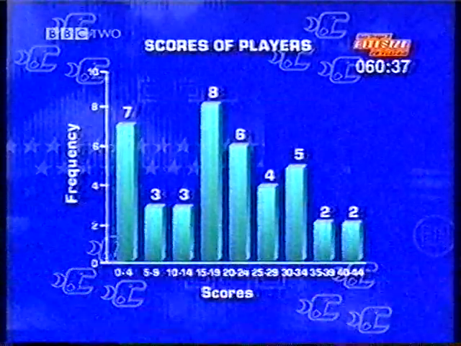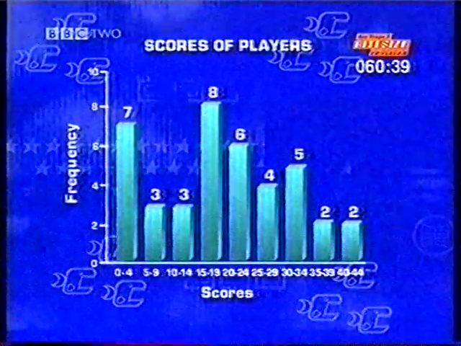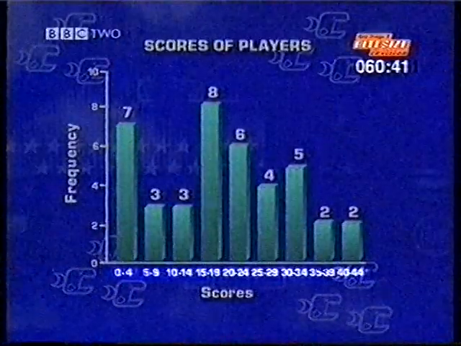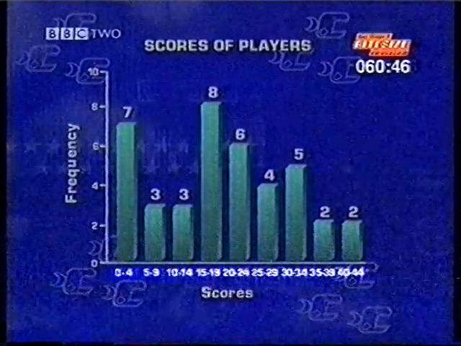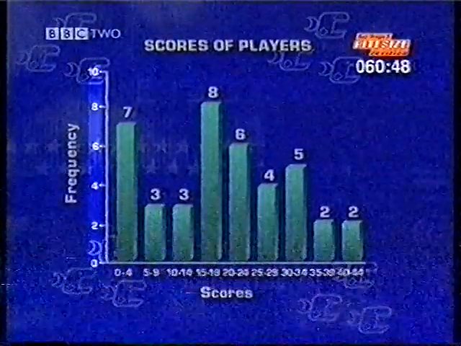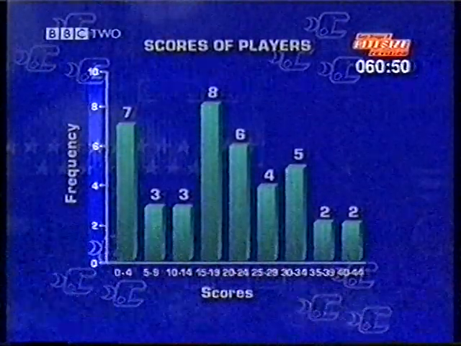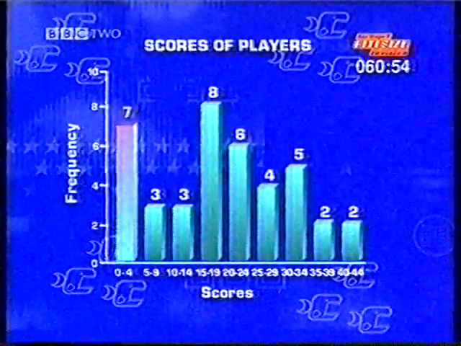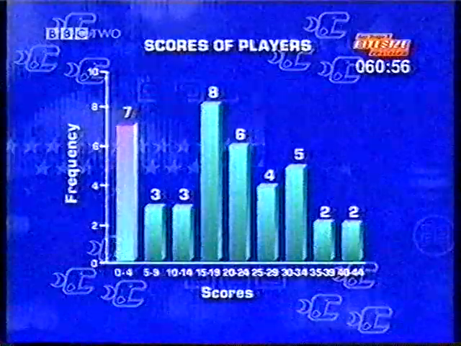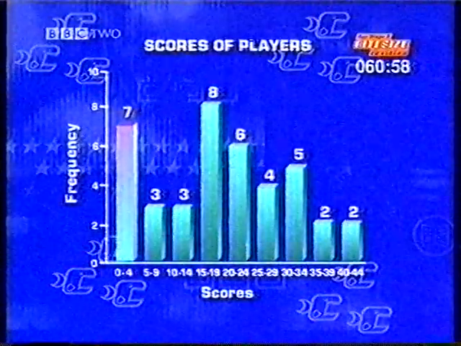Translating the information from our frequency distribution table, we represent the groups of data on the x-axis, in this case the scores of the 40 players in different groups, and the y-axis shows the frequency, or the number of times that scores have occurred. From the tally chart, we know the group 0 to 4 has a frequency of 7, so the height of that bar is 7.